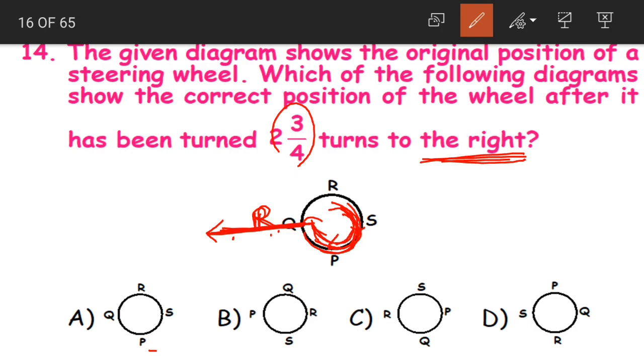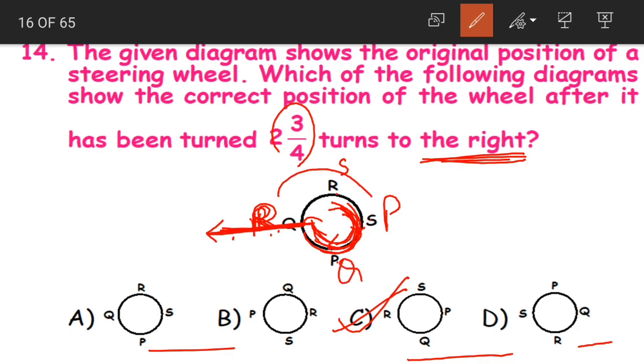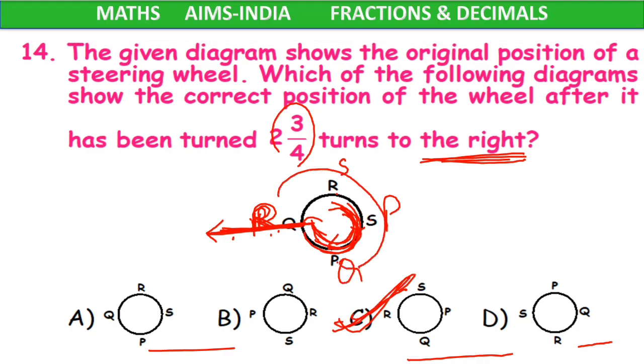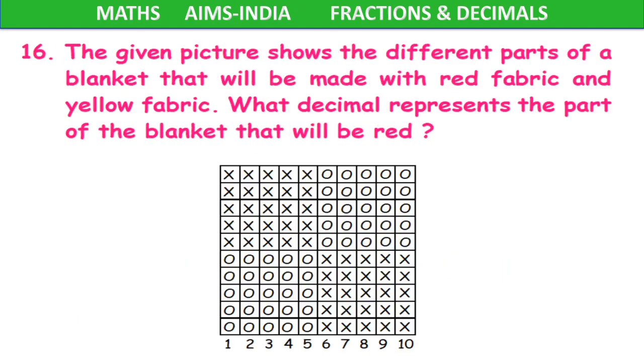In the given options, which is having R there? Option C. Yes, R comes here. Then this S comes here. Then after S we have P and then we have Q. So R, S, P, Q, option C becomes our correct answer.